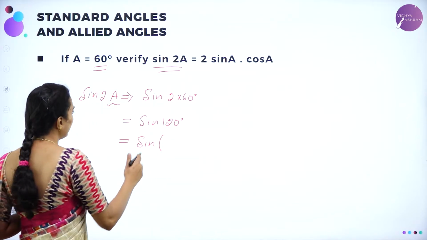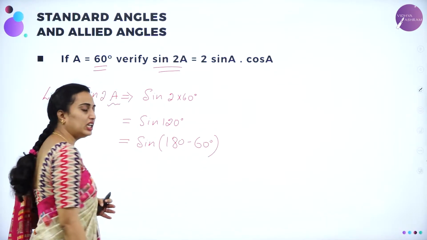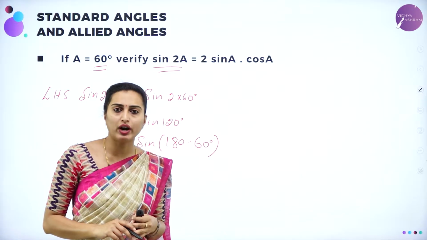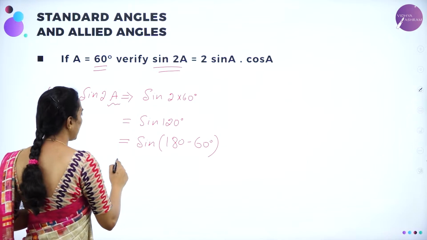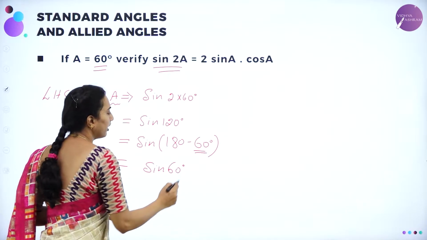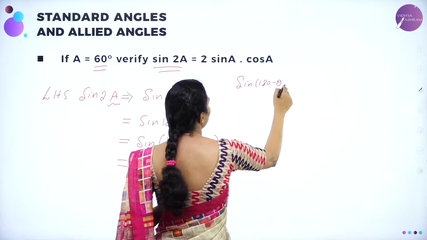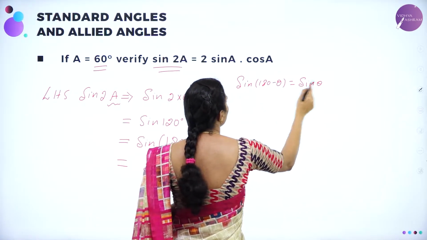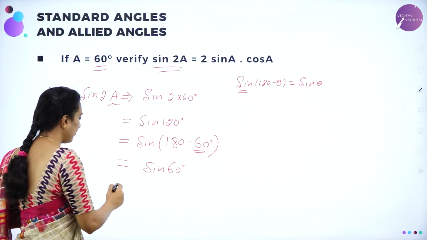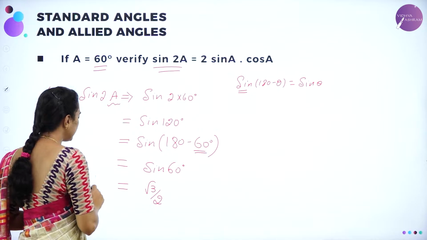Now let me write 180 only. So sine of 180 minus 60 degree gives you 120 degree. Now what is sine of 180 minus theta? 180 minus theta falls in which quadrant? Second quadrant. So sine will be sine only. Theta here is nothing but 60 degree. So here I am writing the formula: sine of 180 minus theta is nothing but plus sine theta, because in the second quadrant sine is positive, isn't it? So sine 60 degree value you know already, it is root 3 by 2. So the left hand side is root 3 by 2.